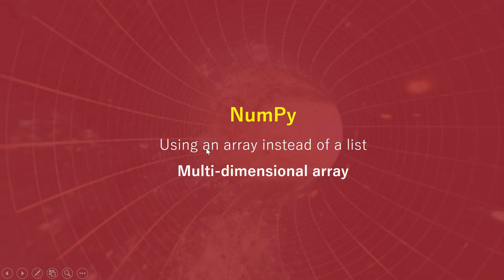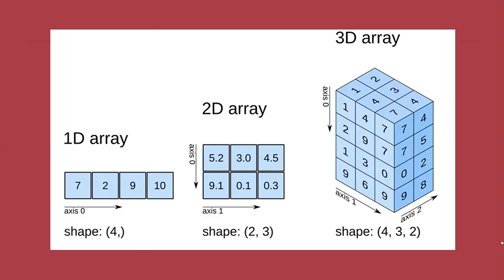NumPy uses an array instead of a list. So that is a multi-dimensional array, just like this one. If that is a 1D array, we can see it is just one line. And if today that is a 2D array, maybe we have the X and Y. So here is a shape of 2 and 3, and with 2 and 3 we can see there are two lines and 3 columns. So we say that is a 2D array, and later there is the 3D array.